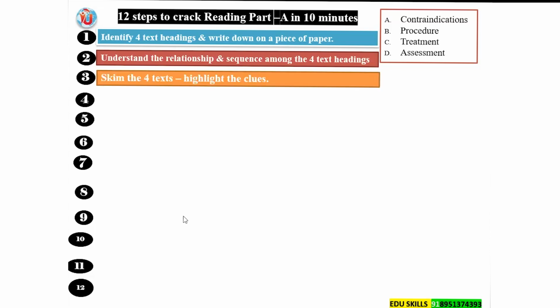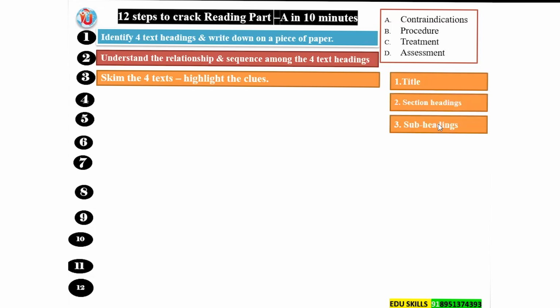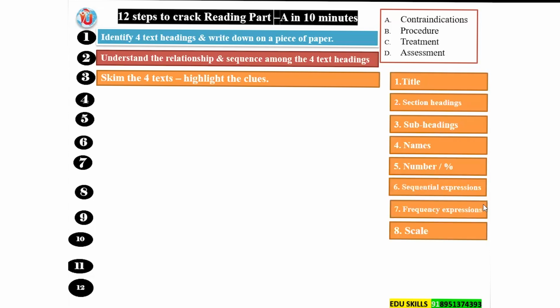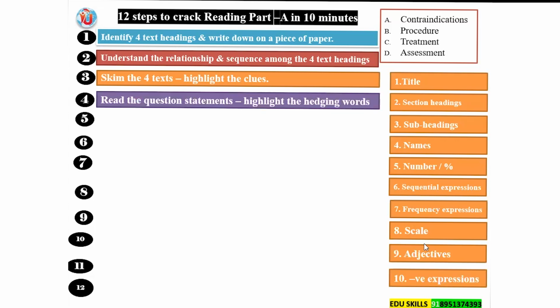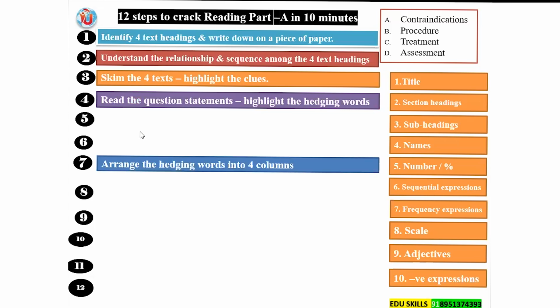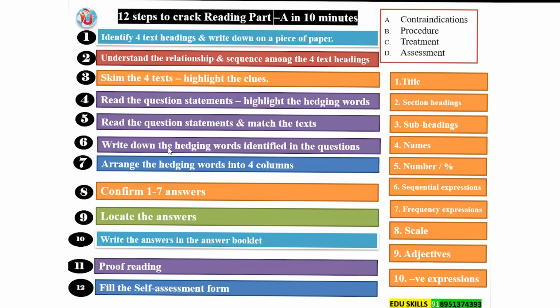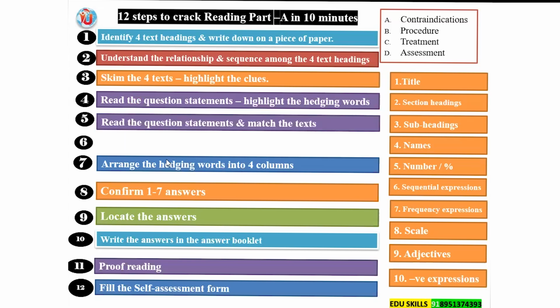The third step is to skim the text. Skim the 4 texts and highlight the clues. This will help you arrive at the correct answer. What are you skimming for? You are checking for the title, section headings, subheadings, names, numbers, percentages, sequential expressions, frequency expressions, scale, adjectives, and negative expressions. The fourth step is to read the question statements and highlight the hedging words, that is, the keywords. The fifth step is to read the question statement and match it to the text. After reading the question statement, you have to see which text it matches.